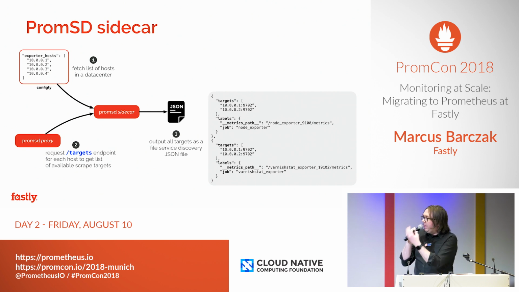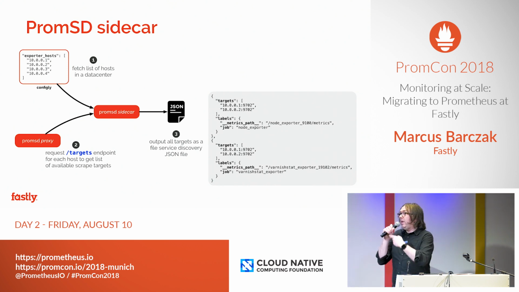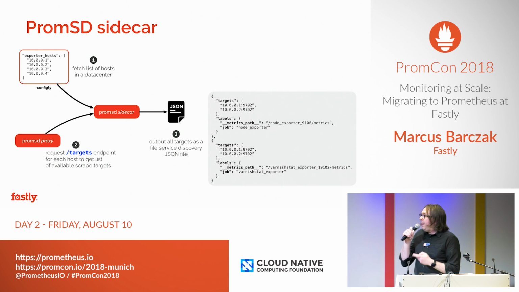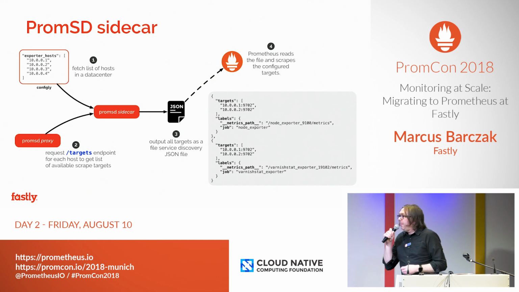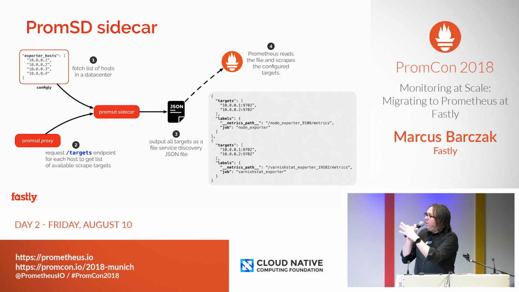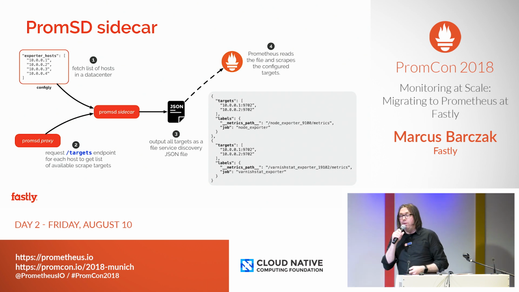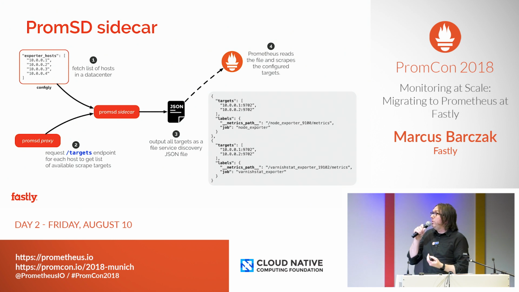So in this case, here are the targets, here are the routes to the various exporters that traverse via the proxy, and then from there, Prometheus reads that file, and that's our target configuration. This whole process runs polling every 30 seconds. And when that JSON file gets updated, Prometheus just updates with the new configuration.